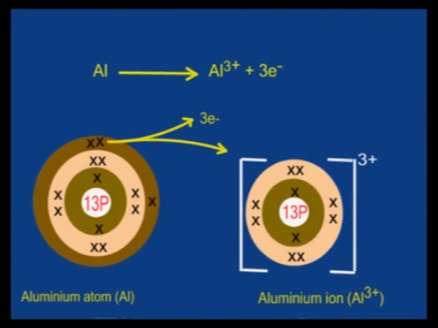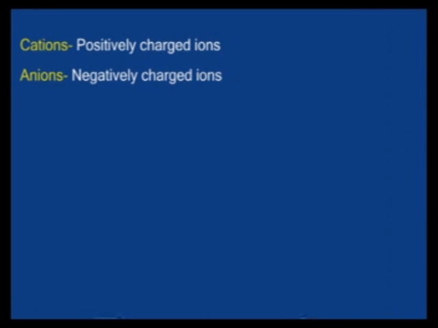Aluminium on its part will lose 3 electrons, like you can see here. Now, positively charged ions are called cations, and the negatively charged ions are called anions.